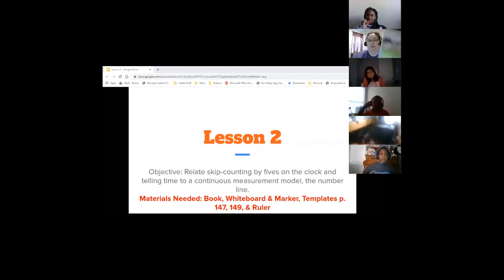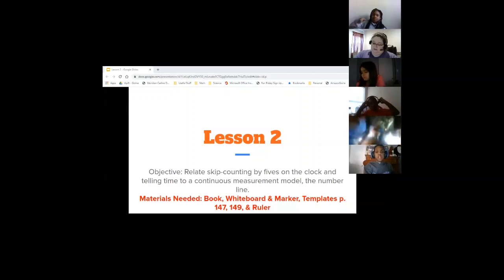You will need your book, the Eureka Learn book. It's blue, okay? Right here on the side, it's blue. You will need a whiteboard, so you'll need the clear whiteboard, dry erase protective sheet. You will need a marker, okay, because you will follow along with Miss Lambert with a marker, okay? And you'll need your templates on page 147 and 149. I'll show you what those look like. And don't throw them away after this class because we probably will need them again tomorrow.